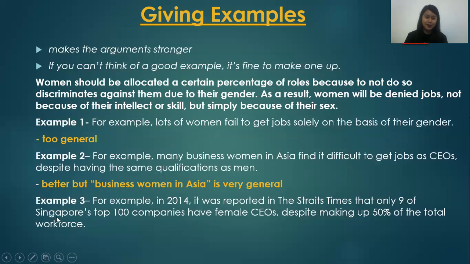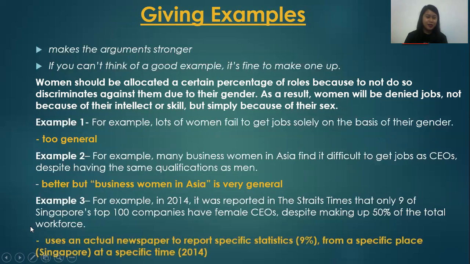How about the last example? Well, this one uses an actual newspaper, the Straits Times, to report specific statistics, 9 of Singapore's top 100 from a specific place, Singapore, at a specific time, 2014. Obviously, this one is a specific example, which makes it the best one out of the 3. All right? And so these are the 3 components of a good body paragraph.